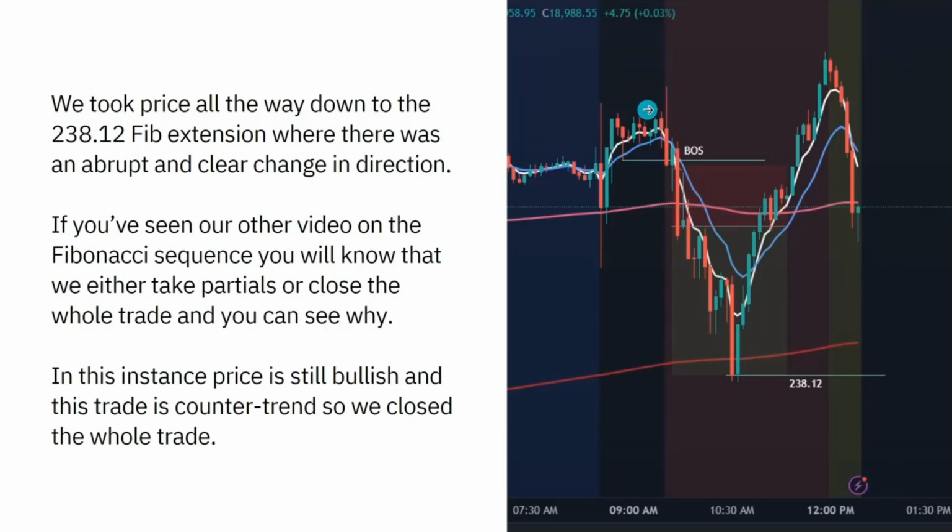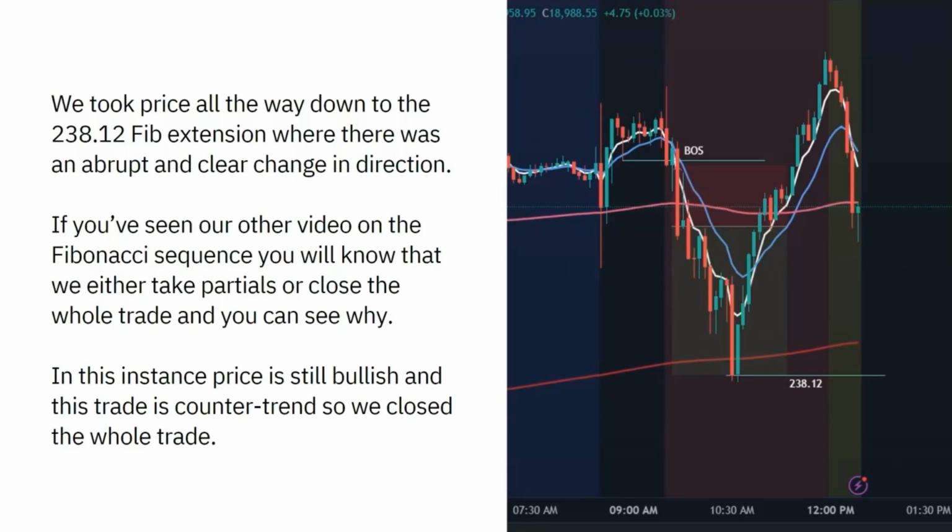This is the Rob Smith Strat strategy. We see the broadening formation. Once price takes out the low of one side, it takes out the low on the other side. And that was foreshadowed by this candle right here.